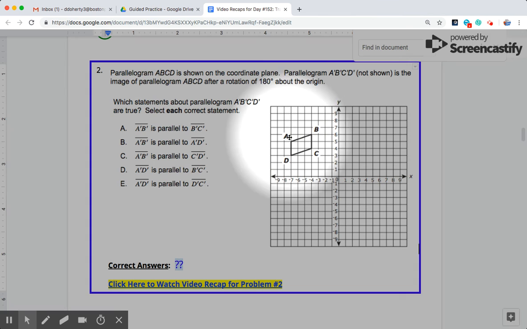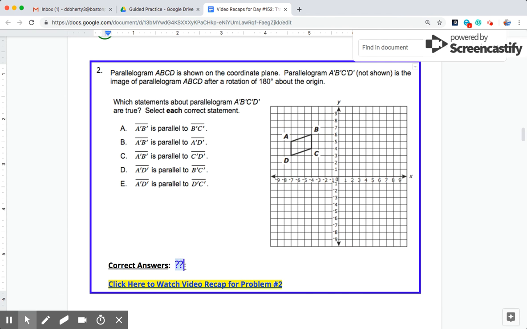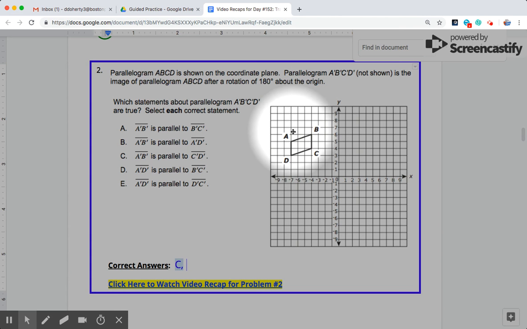If I focus there, I see here's AB, here is CD, and those two line segments are parallel. If I spin this figure, they're still going to be parallel to each other. So C is one of my correct answers. Answer choice D says is AD right here, parallel to BC. They are in the beginning, so after we rotate 180 degrees, that's still going to be true.